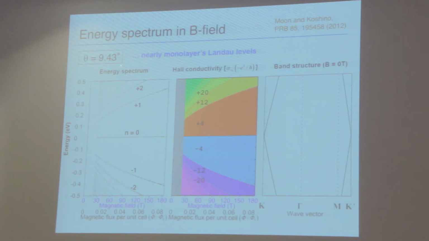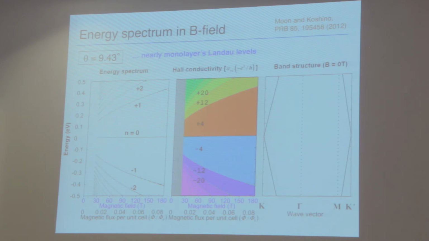For example, this is the energy spectrum at a large angle, 9.43 degrees, and we get actually the usual Landau levels. Layer 1 and layer 2 are completely degenerate. So it's just boring. This color shows the quantized Hall conductivity, which was already mentioned by Professor Weiss and also Professor Wigner. The Hall conductivity is quantized when your Fermi energy is inside this energy region. So this 4 means 4 times minus e squared over h. Okay, so this is just Landau levels, so it's not surprising.